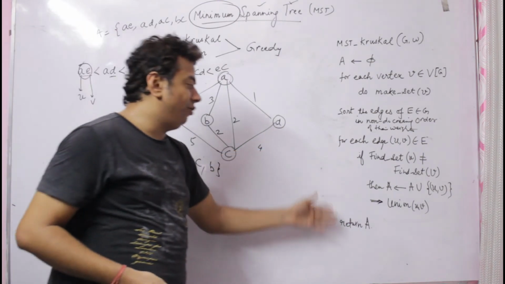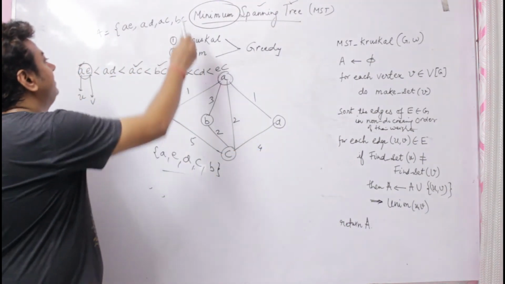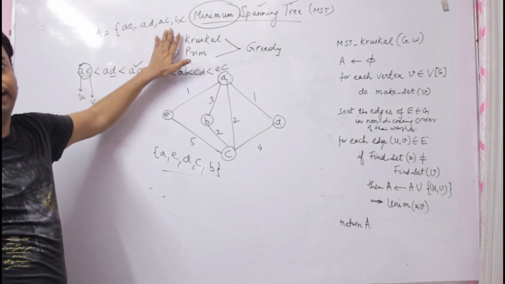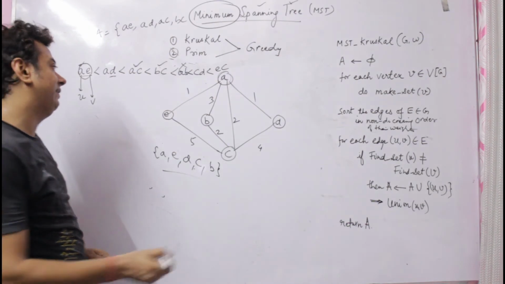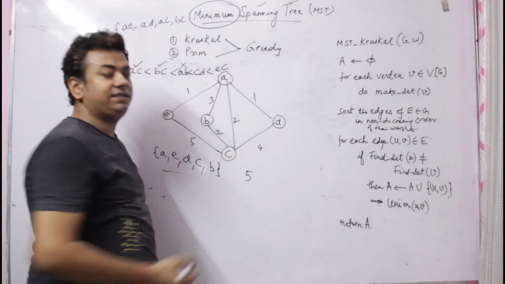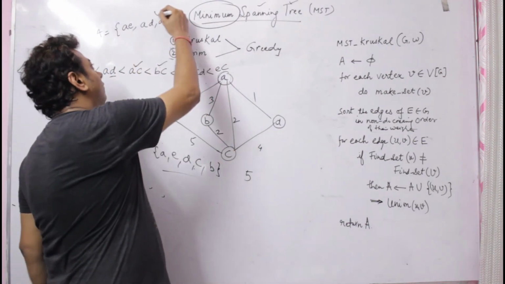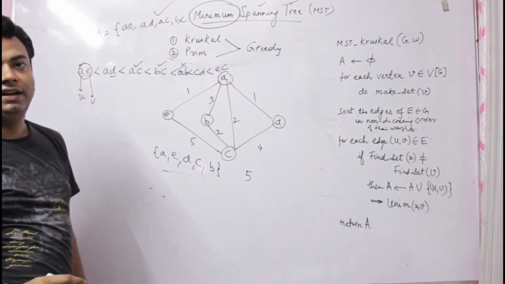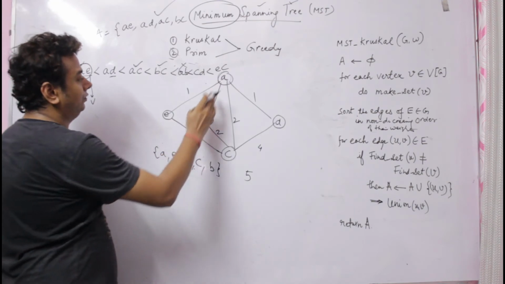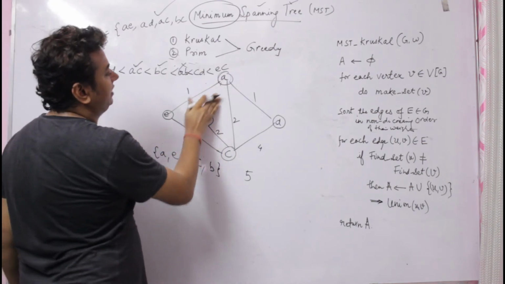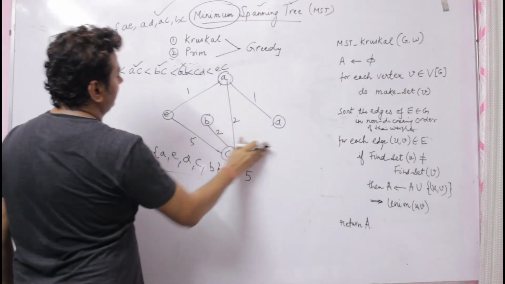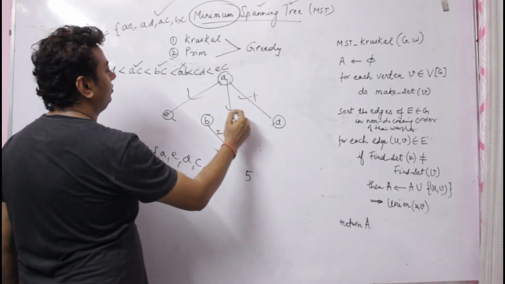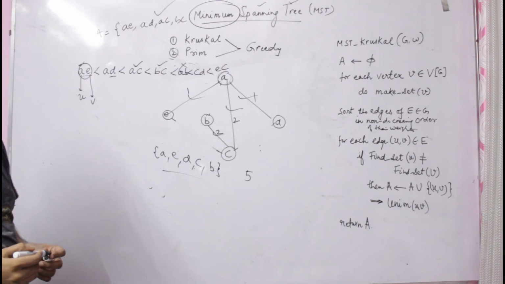So we come out of the loop and then we return this set A. This set includes 4 edges, and as I said, there are 5 vertices. So the total number of edges will be exactly 4, and so this is the minimum spanning tree. Which all are included? This one is erased, this one is not included, this one is not included. So 1, 2, 3 and 4 edges are included.